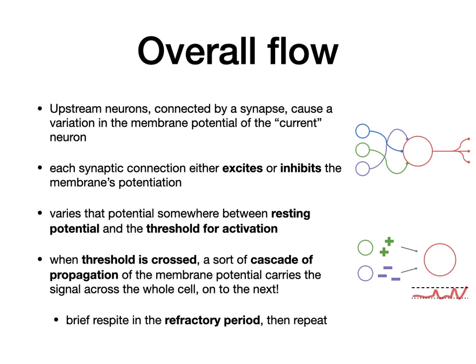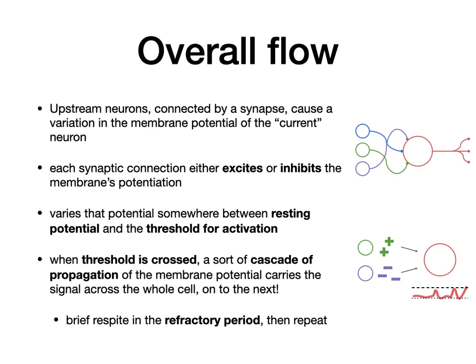So the overall flow is upstream neurons, some other neuron from some other place. We'll talk about how signals get into neurons in the first place eventually, but for now, just think about this as upstream neurons. They're connected by a synapse, and they cause some kind of variation in the membrane of the current neuron, right? The one that we are currently talking about. They might excite or inhibit that neuron's membrane by sending neurotransmitters to say, hey, do things, wake up, or hey, shut up, don't do things, right?